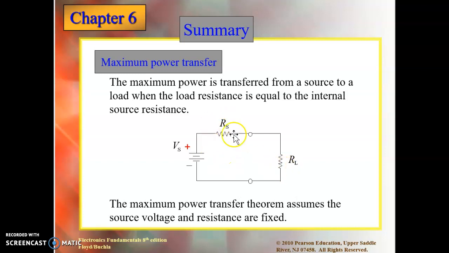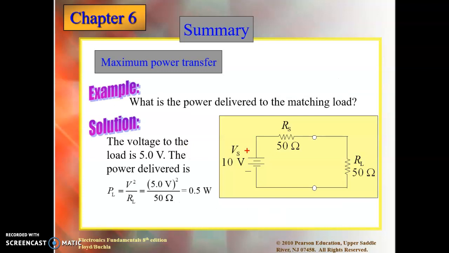So this is another criteria that we can use not only for loading effect, but also if we want to find the maximum power transfer. And you might think, oh, maybe if this is smaller, I'm going to get more power here, and that is not the case. The mathematics works in the way that it only happens when these two are the same. So that's something to keep in mind.